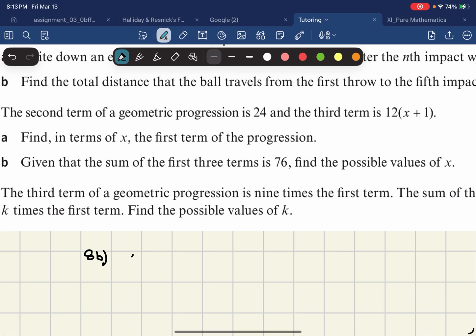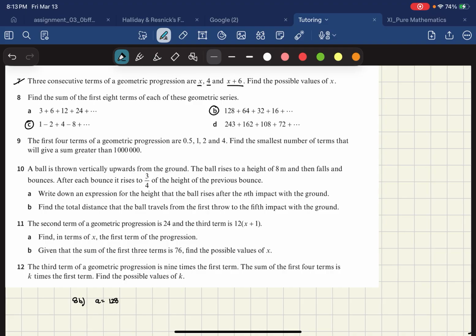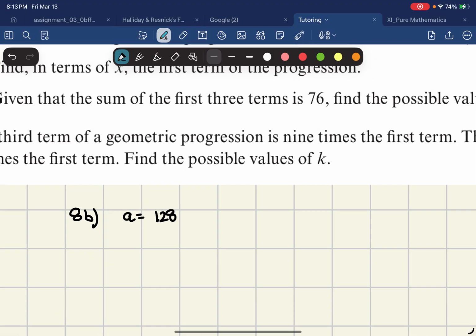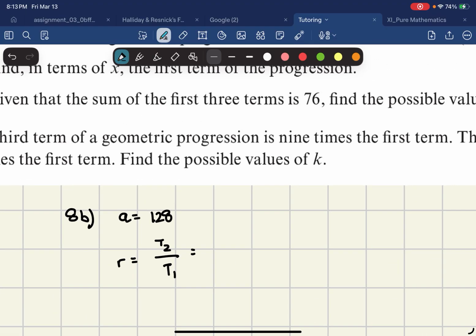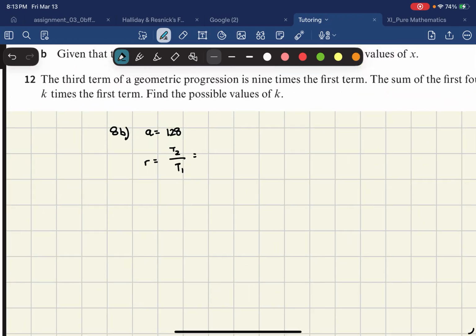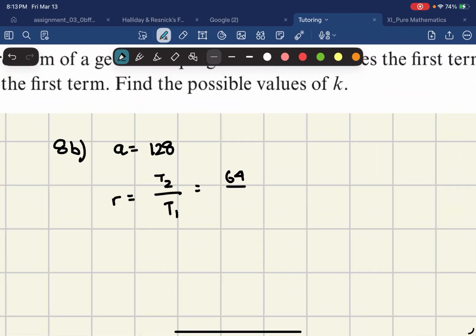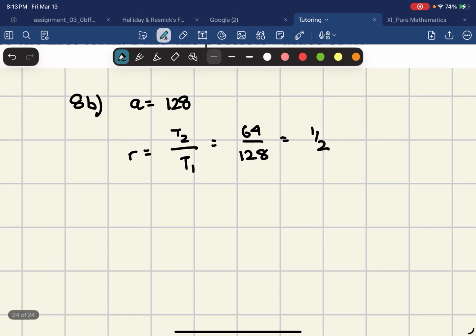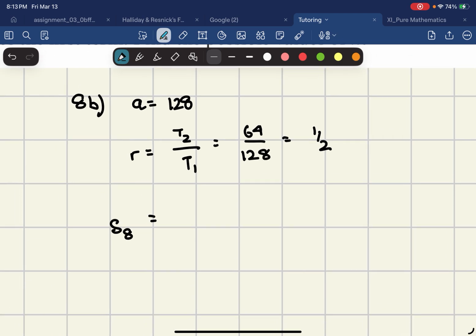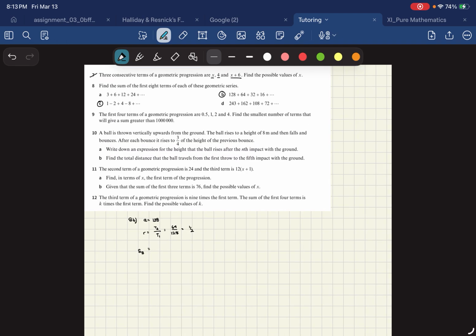8B, we know the first term is 128, right? And the common ratio is going to be, so I'm just going to divide the second term by the first term. So 64 divided by 128, that is half. So now I want to find the sum of the first 8 terms, I believe.